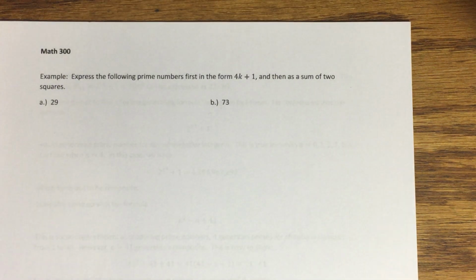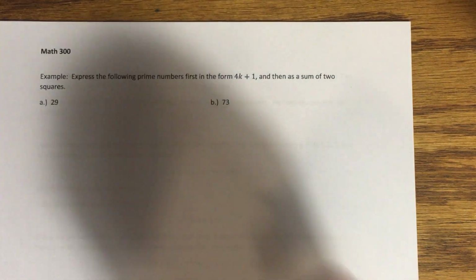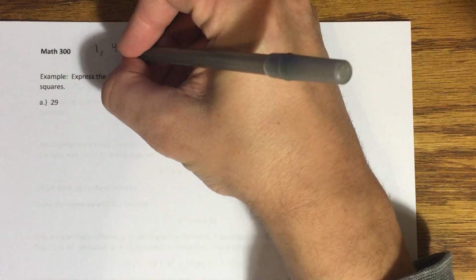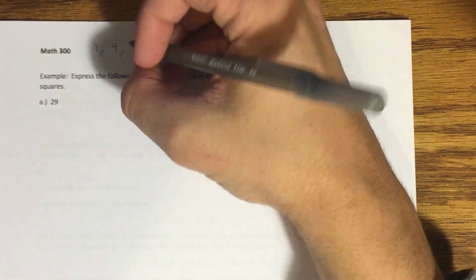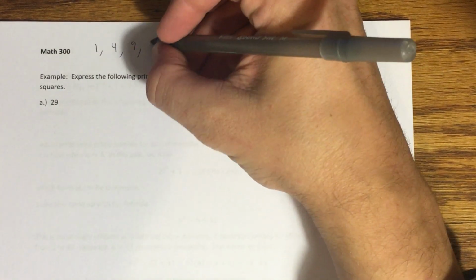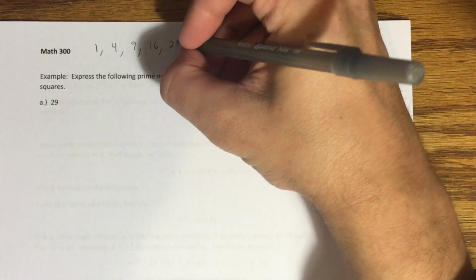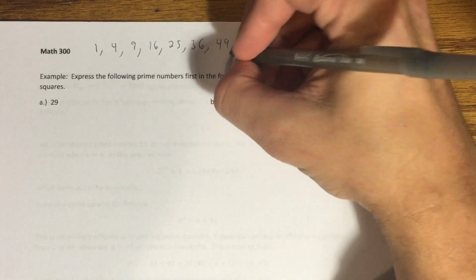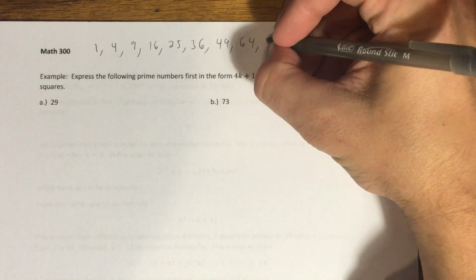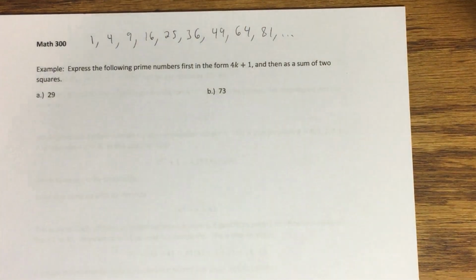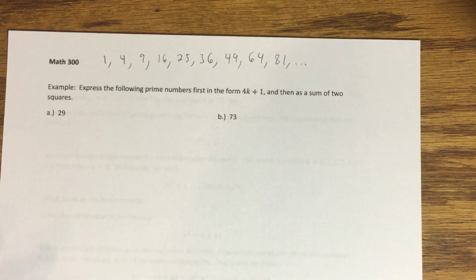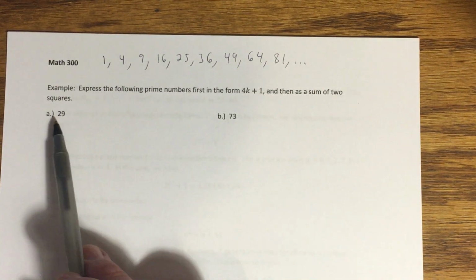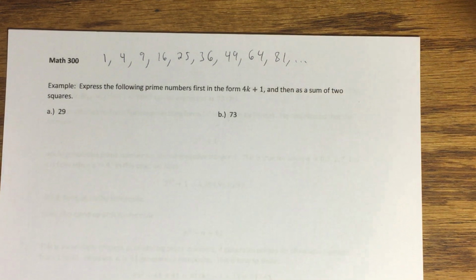Well, a square is a number that you get by squaring a natural number. So, for example, 1 squared is 1. 2 squared is 4. 3 squared is 9. 4 squared is 16. And then 25 is a perfect square. 36 is a perfect square. 49, 64, 81, and obviously the list goes on forever because I can square all of the natural numbers. But I'm going to stop this list here because these are enough to give me the results I'm looking for.